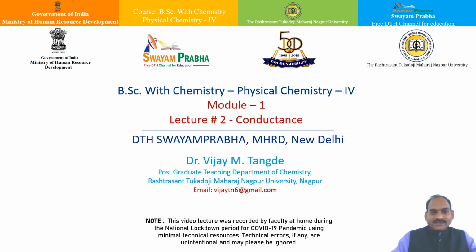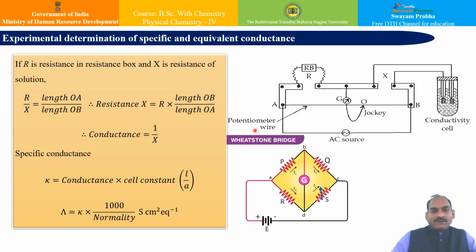Hello friends, welcome back to this lecture series of BSc Chemistry, Physical Chemistry Paper 4. This is the second lecture of Module 1, wherein we are discussing conductometry and its other aspects. Friends, in continuation with our previous lecture, we will now see the experimental determination of specific and equivalent conductance.